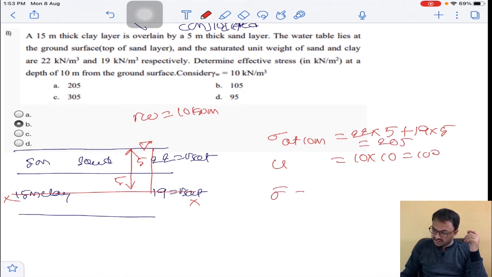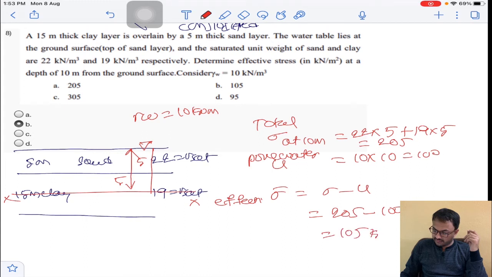So effective stress is equal to total stress minus pore water pressure. Sigma means total stress, U means pore water pressure, and effective stress means total stress minus pore water pressure, that is 205 minus 100, that will be 105 kilonewton per meter square. Most important 2 marks question will come in this GATE exam. Okay, so it is 105, answer is B. Clear?